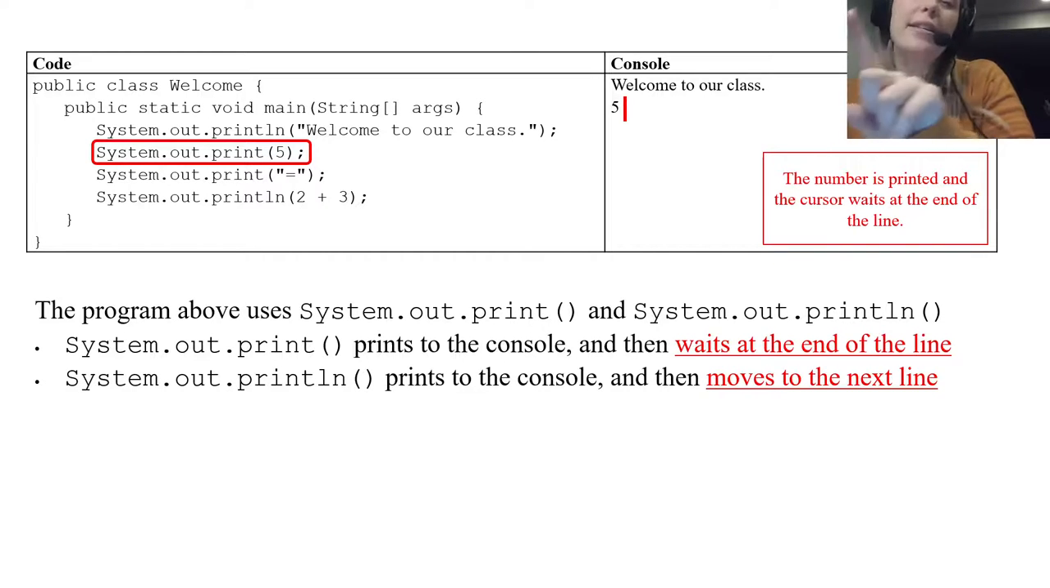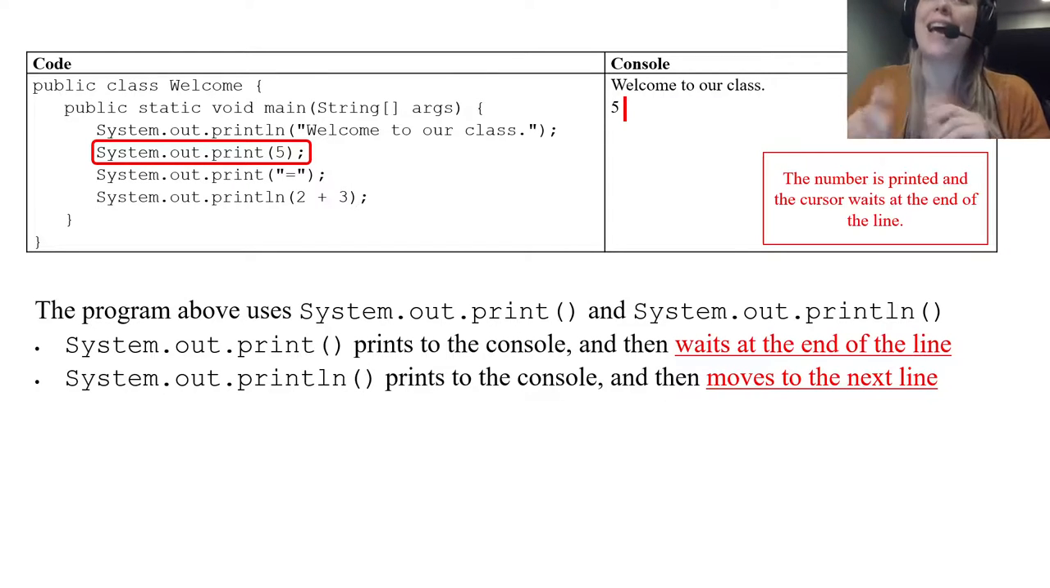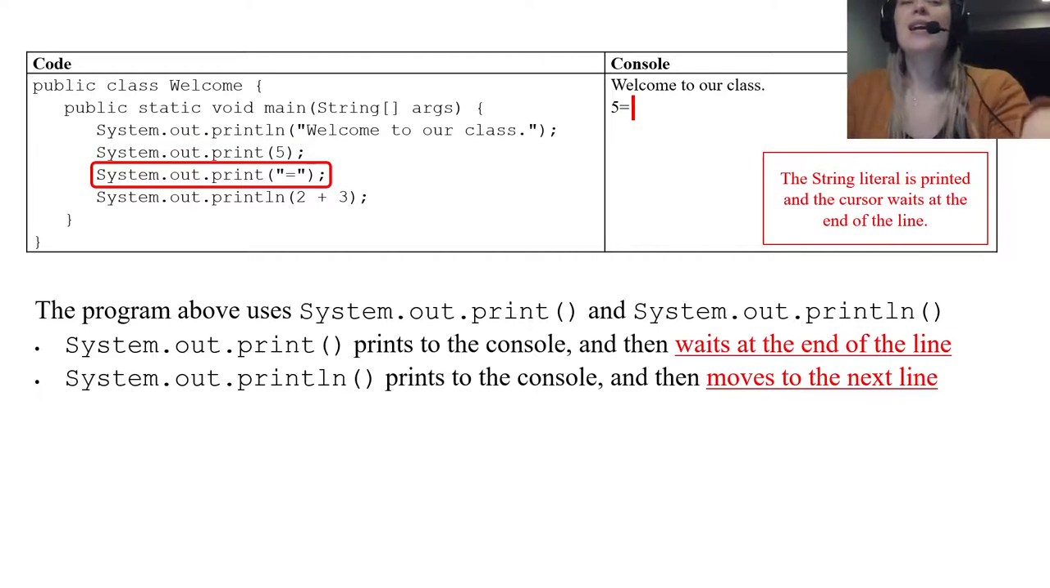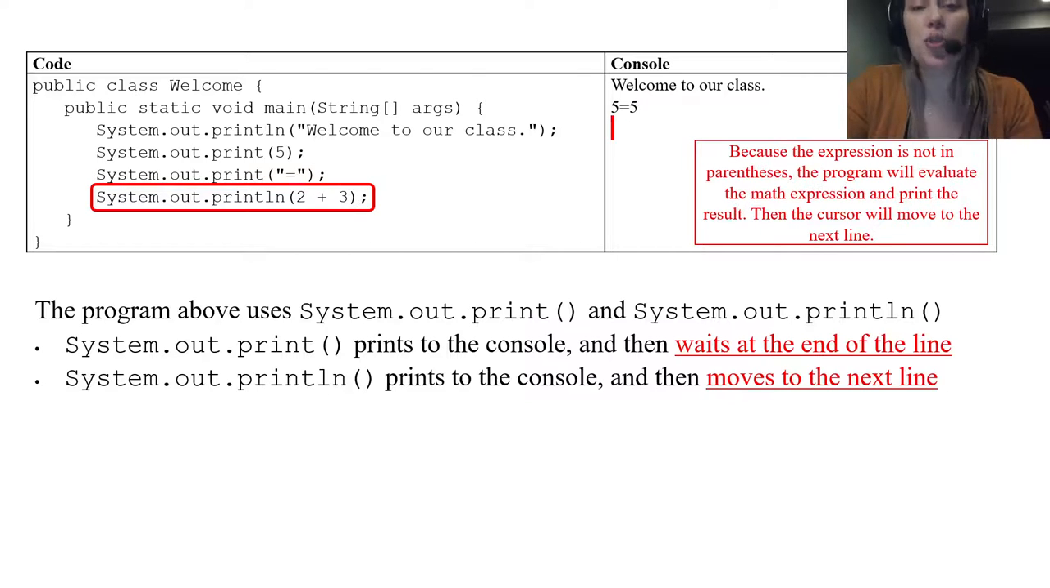So Java's just going to print off a 5. And because it's the print statement, it's going to print the 5, and then the cursor waits at the end of that line. What that means is on the next line, the cursor picks up right where it left off. So it left off at the end of the 5, and the next statement, it prints off an equal sign. So it's going to literally print off an equal sign. And then again, that statement is also just a print statement. So that cursor is going to wait there at the end of the line. And then the final statement, 2 plus 3.